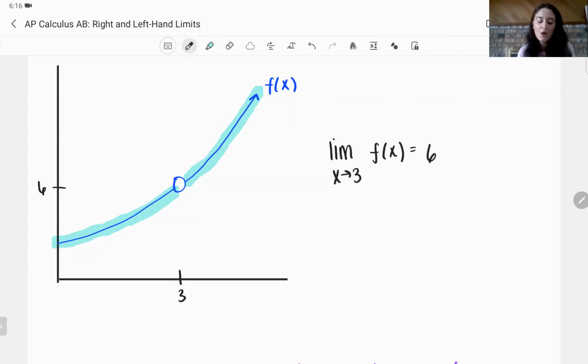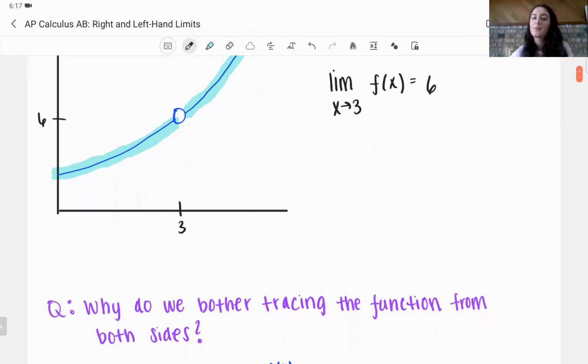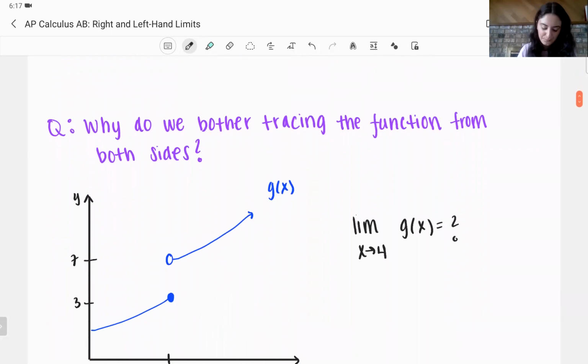So you might be wondering, why do I bother tracing my curve from the left and the right? Maybe it's obvious to you that as x approaches 3, our y values are approaching 6. And in this example, it does seem kind of simple, but we are going to see an example where it actually does matter if we trace from the left and the right. And that's going to be the idea behind left and right hand limits. So let me show you an example of that.